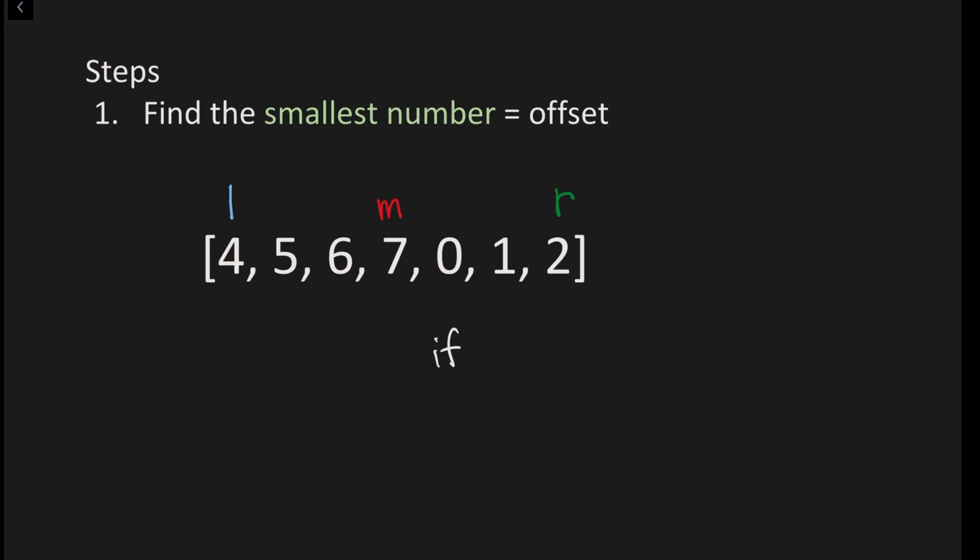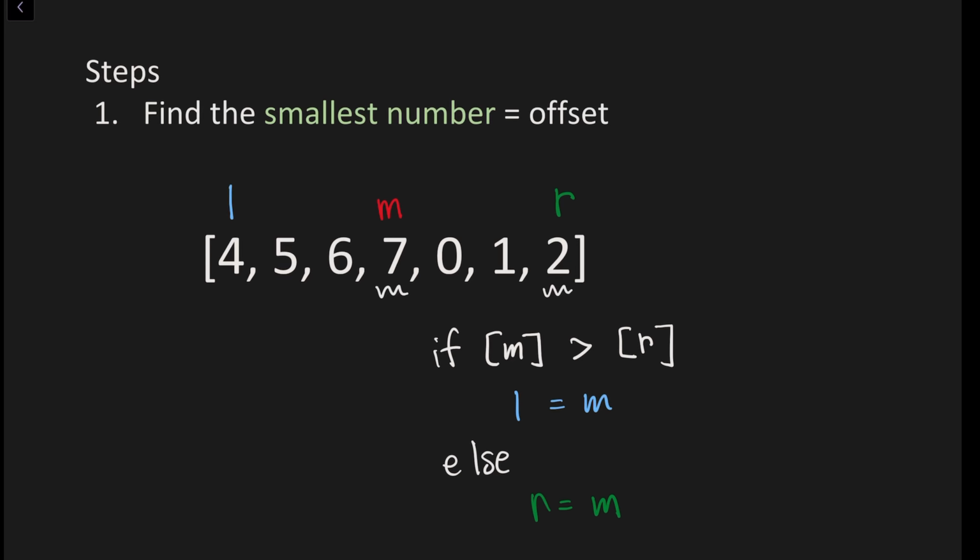We're going to check if the value at the middle point is greater than the value at the right point. In this case, the middle point is 7 and the right point is 2, so it is. In that case, the smallest number will be on the right side. So we're going to shrink the binary search by moving the left pointer to the midpoint. And otherwise, we're going to move the right pointer to the midpoint.